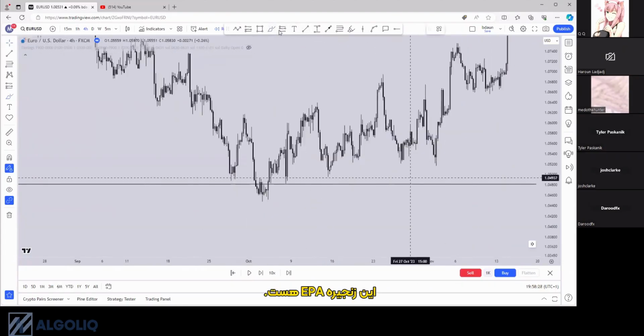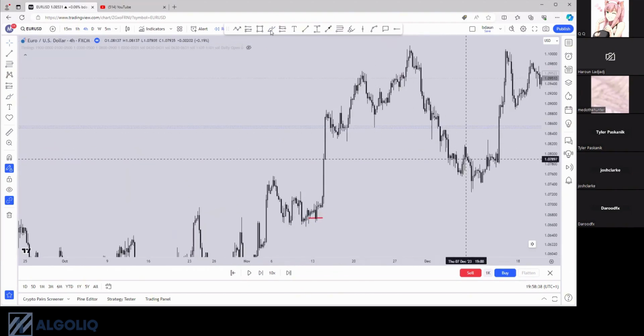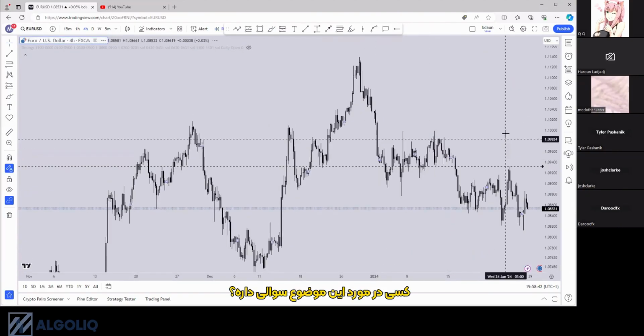This is EPA chain. But I think it's clear. Does anyone have any questions regarding this?